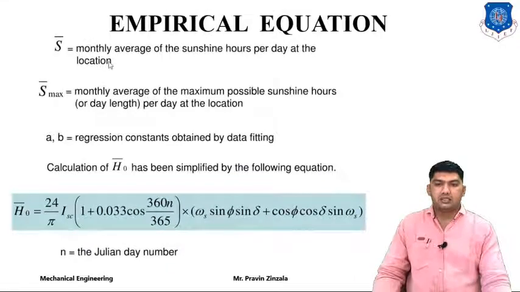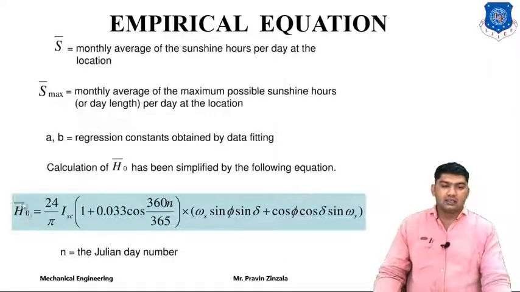Likewise, S dash means the monthly average of sunshine hours per day at a location, and S maximum is the monthly average of the maximum possible sunshine hours per day at a location. That is, sunshine hours available at a location divided by the maximum possible sunshine hours, and a and b are regression constants obtained by data fitting. Calculation of H0 has been simplified by the following equation. This is also the final derived equation for the monthly average total radiation on clear days.